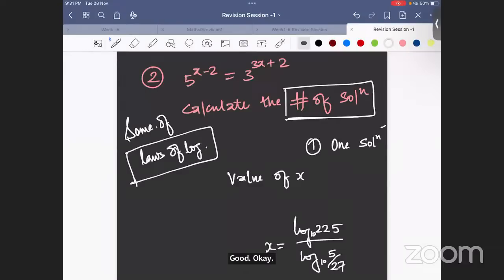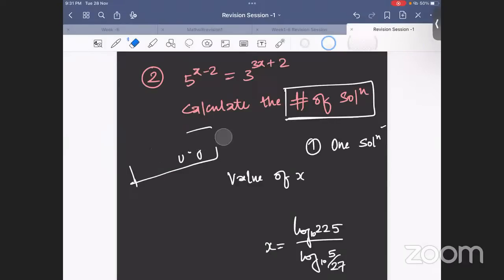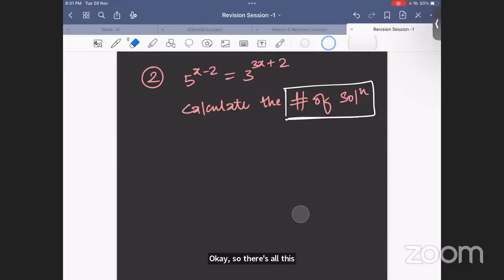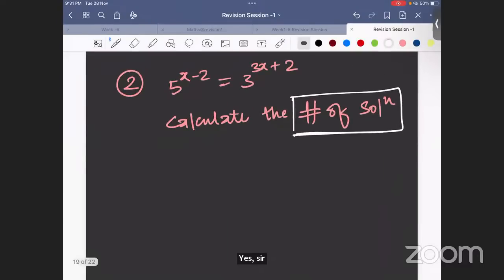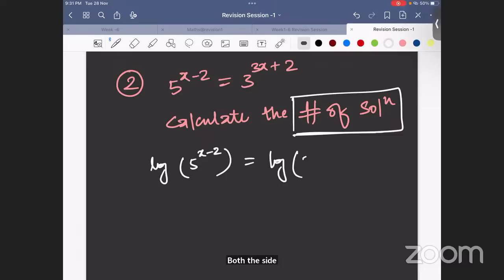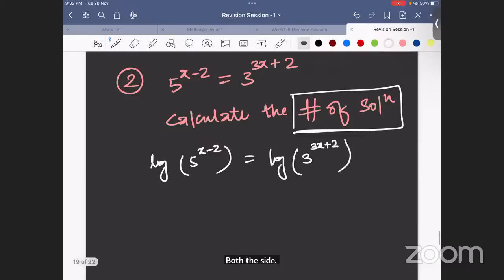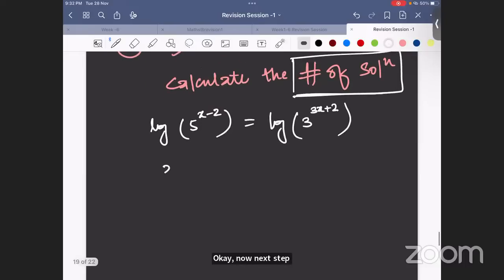Everybody has solved this? Should I solve this? Yes, sir. Okay. How will you start? Just let me know how you will start. Sir, taking log on both the sides. Take log of both the sides. Okay, now next step. You can use the power rule.